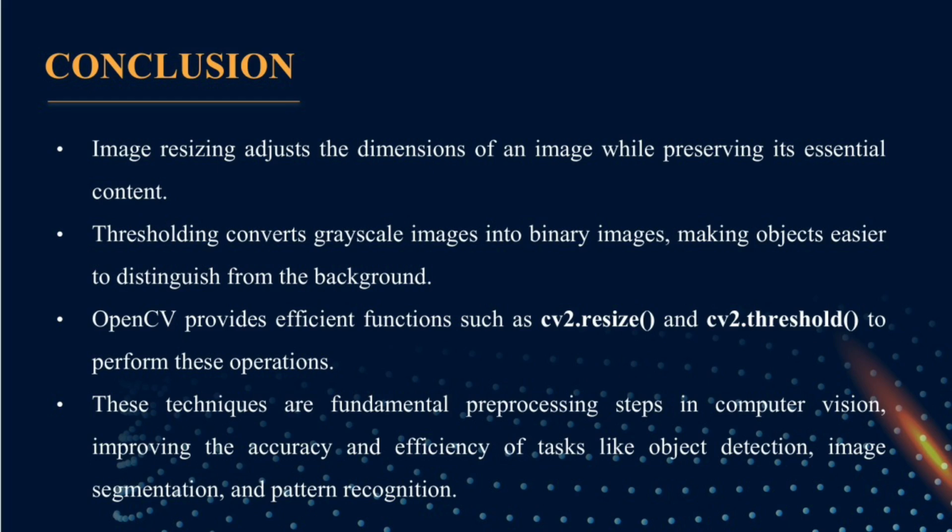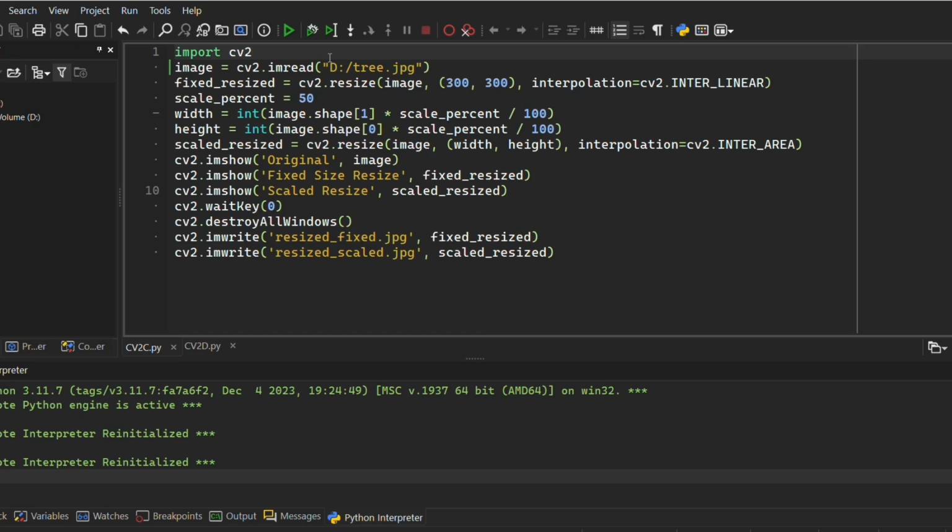Alright, we have understood the concepts behind resizing and thresholding, but computer vision isn't about just theory. It comes alive when we actually see it working. So now let's jump into a hands-on demonstration and understand the code step by step. First is image resizing. First, we import the OpenCV library because it provides all the image processing functions required for this program. Next, we load the input tree image from the specified location into the program.